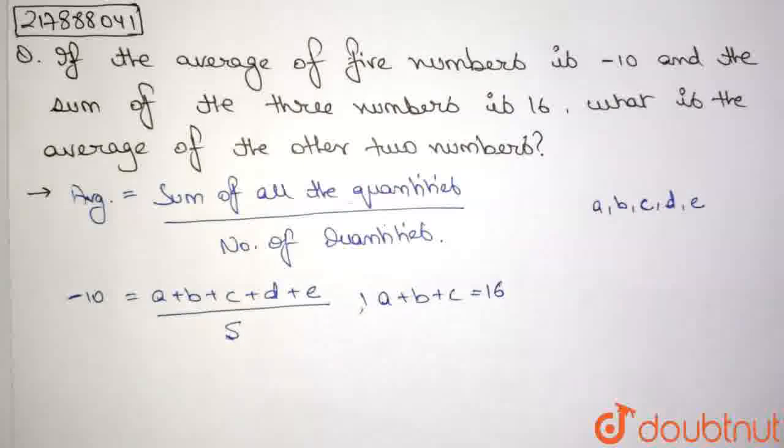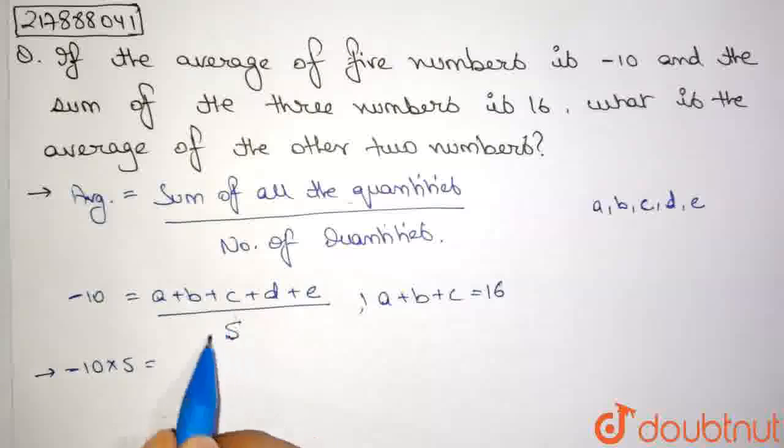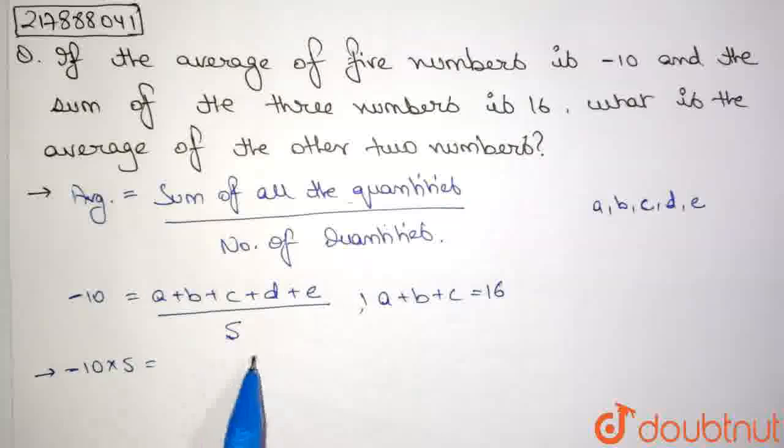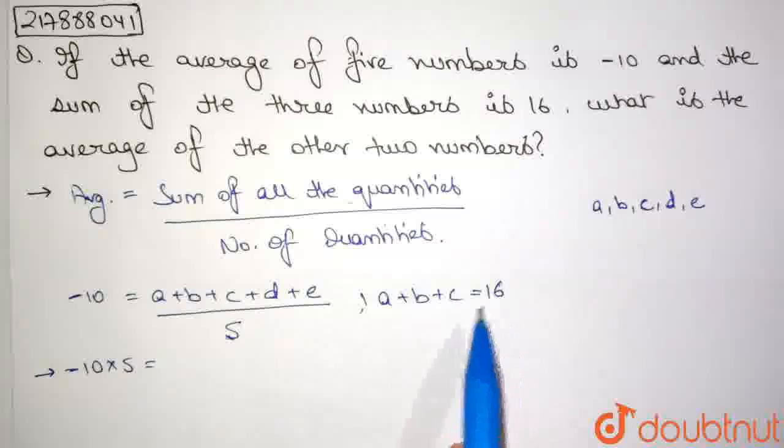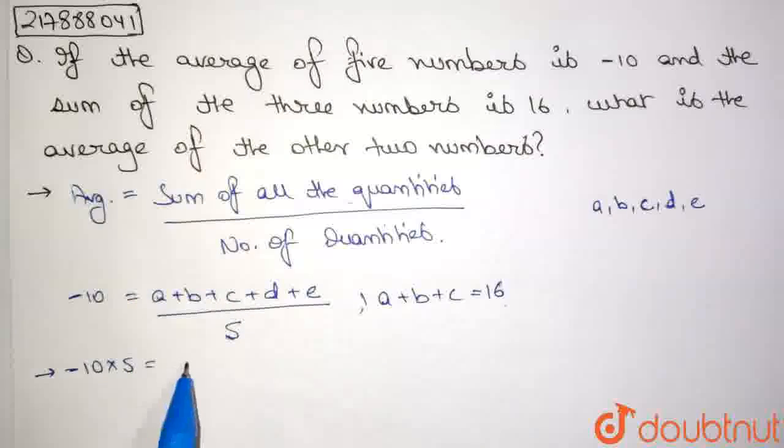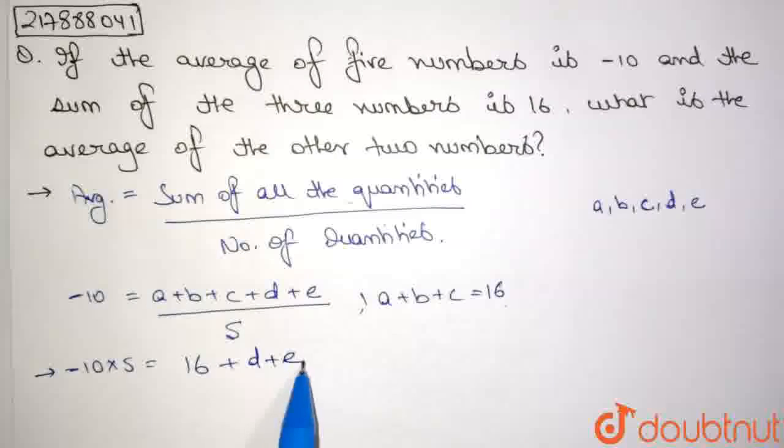So let us put this value of A plus B plus C in here. I get minus 10, and I'm going to multiply both sides by 5. Minus 10 multiplied by 5, and this 5 cancels out, so there's no denominator over here. It's going to be A plus B plus C plus D plus E. But here you also have the data that A plus B plus C equals 16, so let me replace A plus B plus C by 16. Then I have 16 plus D plus E, and there's no 5 in the denominator because I multiplied both sides by 5.